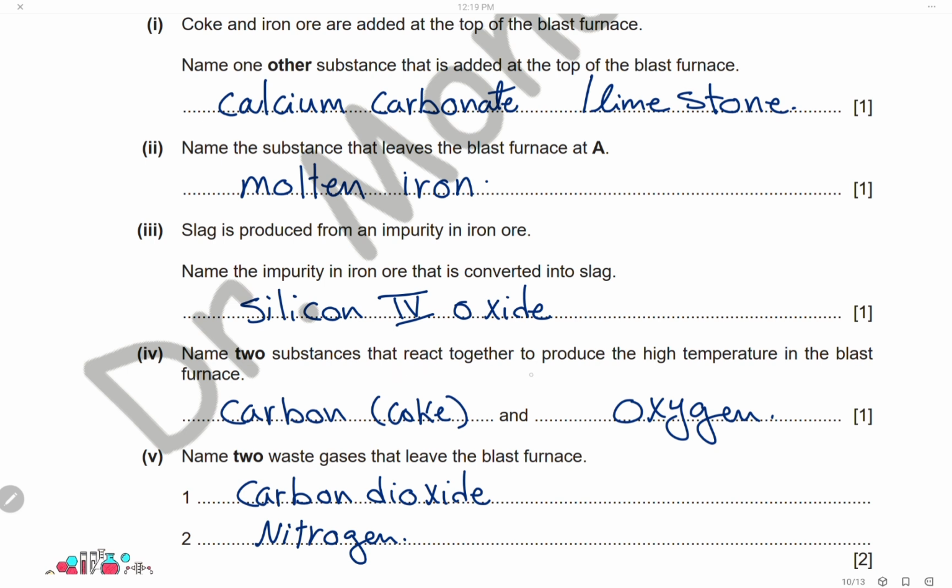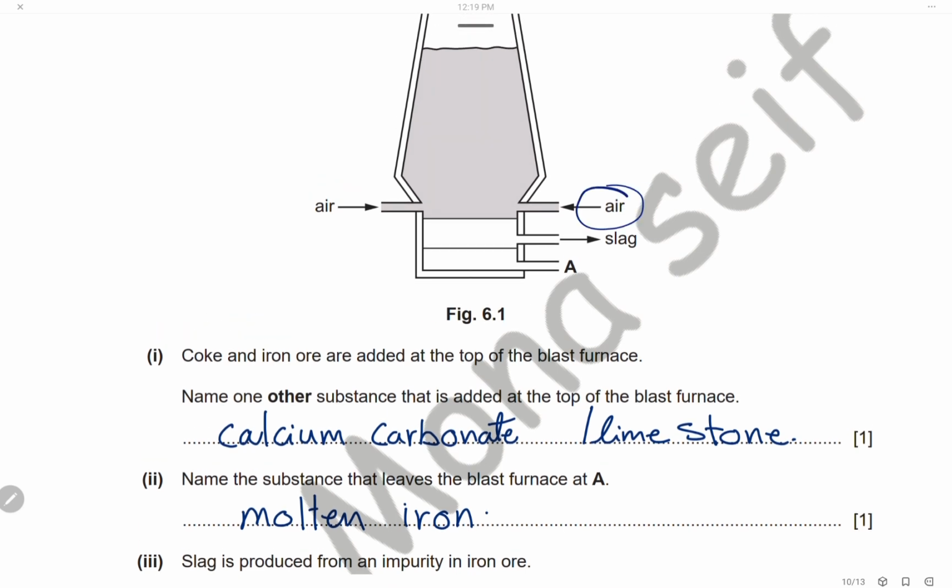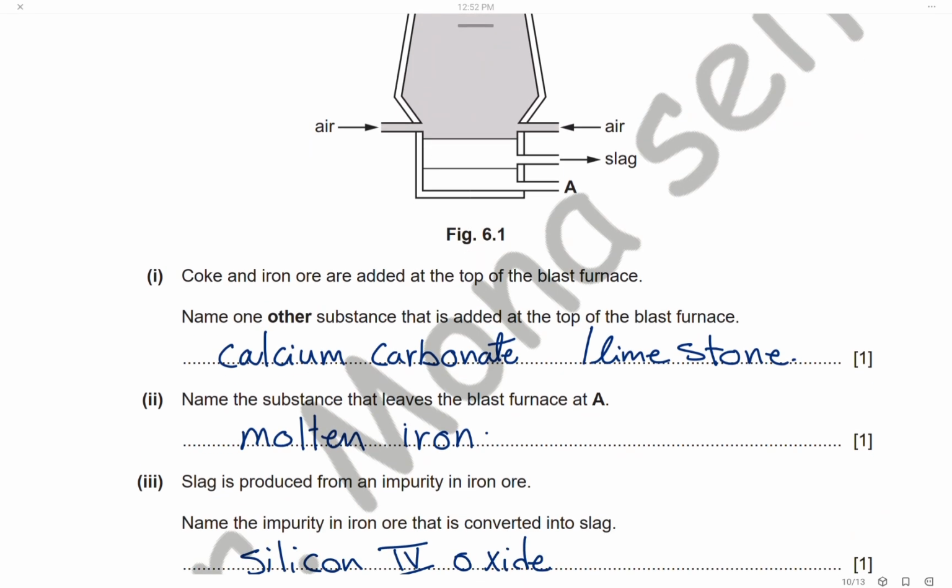Name two substances that react together to produce high temperature inside the blast furnace. What produces the high temperature inside the blast furnace is the combustion reaction between carbon and oxygen. So the two substances which produce the high heat are carbon or coke and oxygen. Two waste gases that leave the blast furnace are carbon dioxide, formed from the reaction between carbon and oxygen, and nitrogen, which is from the air introduced from the lower opening at the blast furnace.